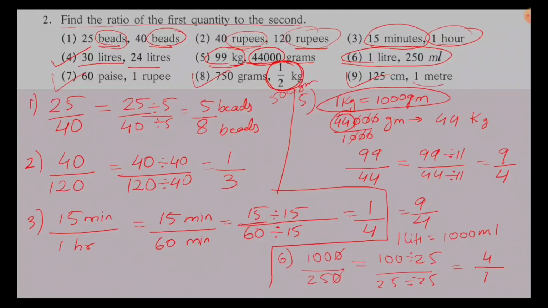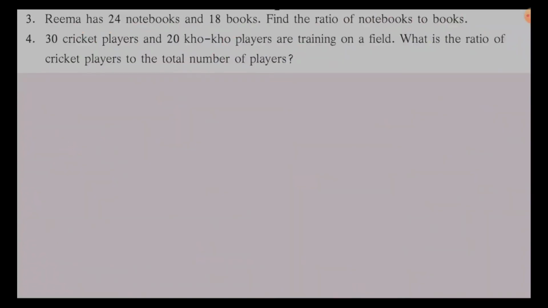Again here 1 meter, we know that 1 meter is equal to how much? 100 centimeter. So here it will be 125 centimeter and here it will be 100 centimeters. Here again 60 paisa is to 1 rupee. We know that 1 rupee is how much paisa? 100 paisa. Okay, so there is no need of getting panic. I have written all the values, you just have to find out the ratios. Okay, let's go to the third sum now.